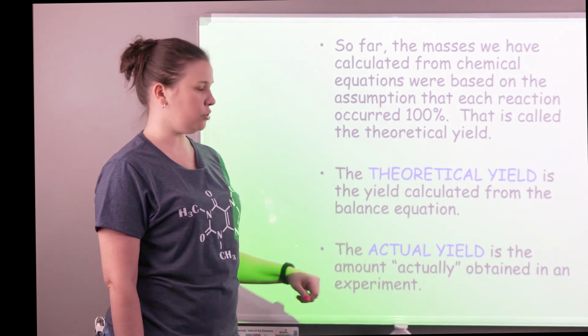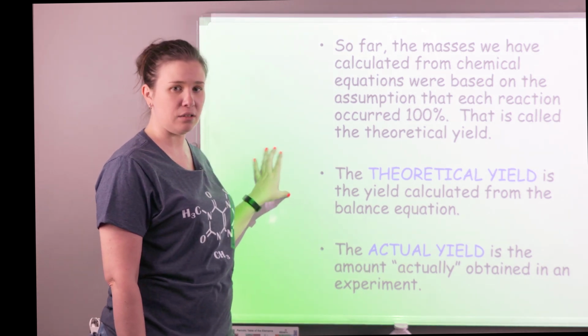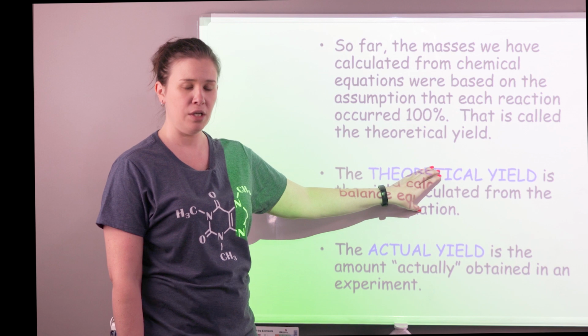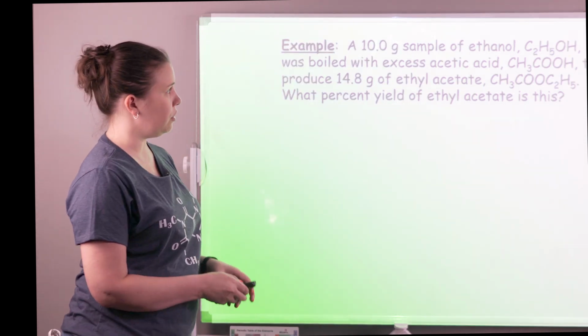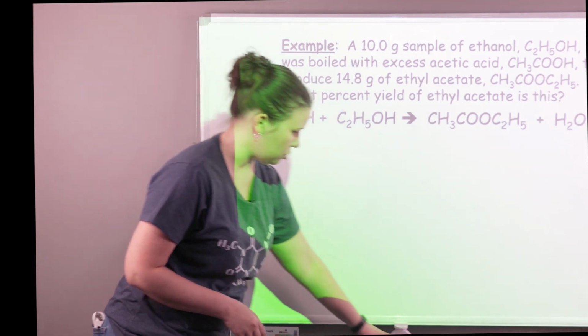So usually what they'll do is they'll give you the amount of reactant for you to convert into product for yourself, and then tell you how much product was actually formed. So let's look at an example here. Let me go ahead and put up the balanced equation.